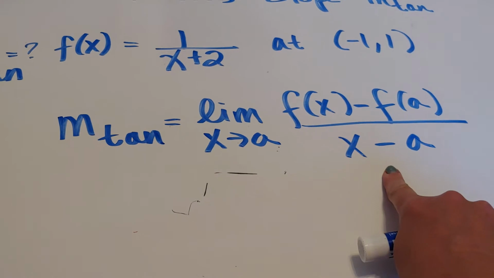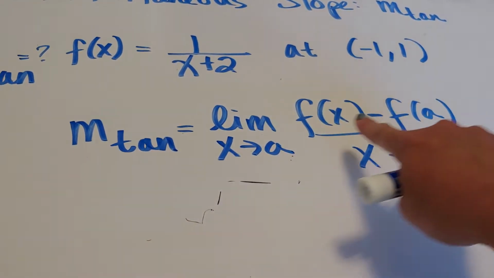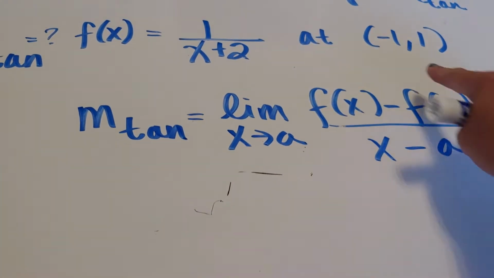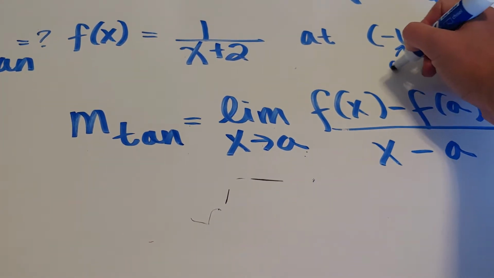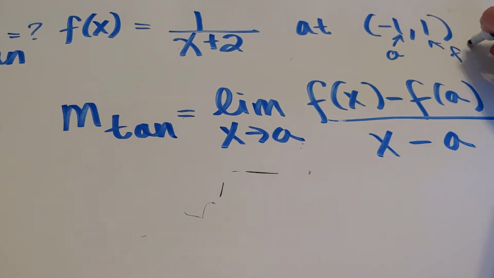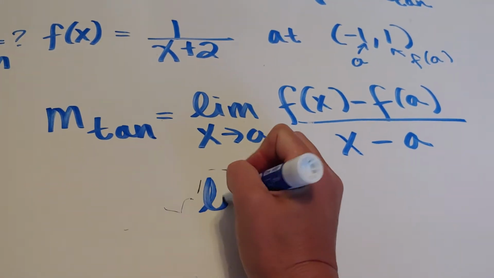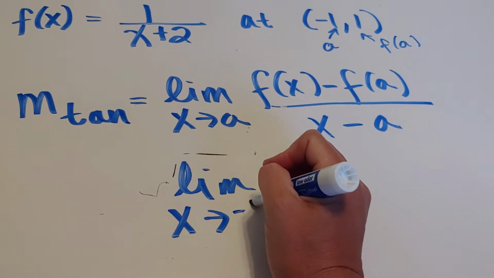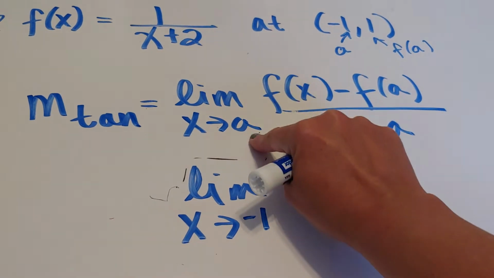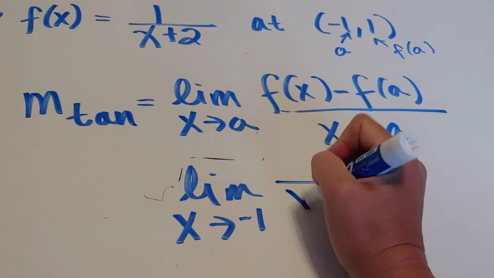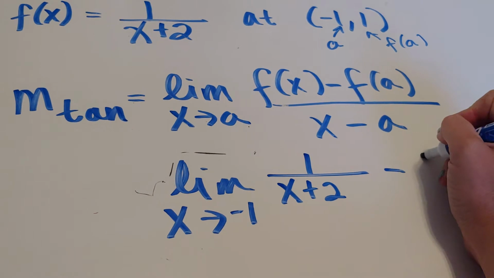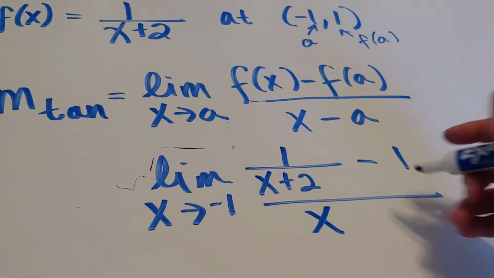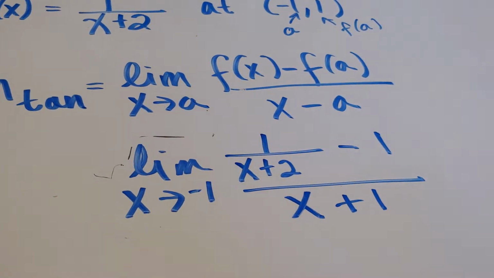Okay, now what's going to happen is that I'm going to plug in my function, which is the 1 over x plus 2, and this a and f of a are these numbers. So a is the x value, f of a is the y value. So when I go up to this formula and plug in, I'm going to get the limit as x approaches negative 1, right? Because that's a. And I'm going to have 1 over x plus 2 minus 1 over x minus a negative 1. So that'd be x plus 1.